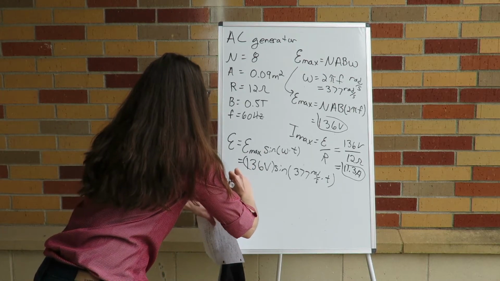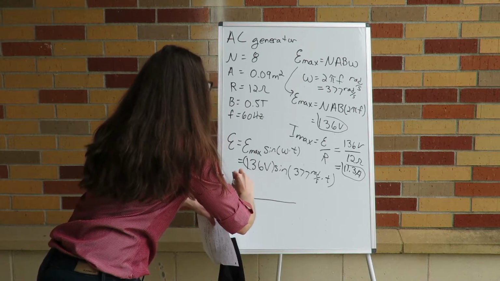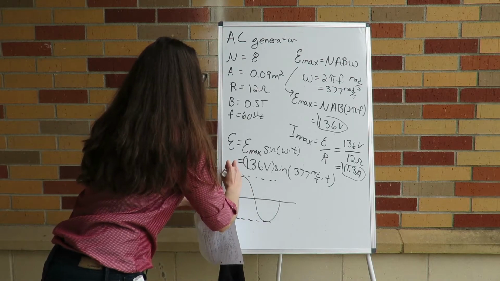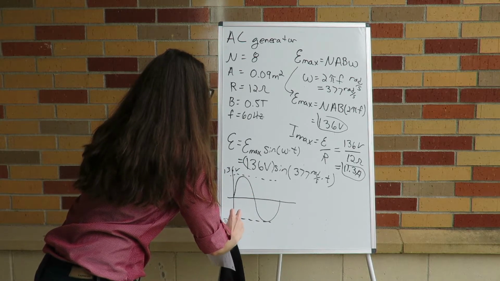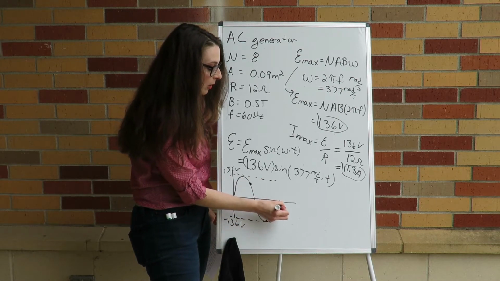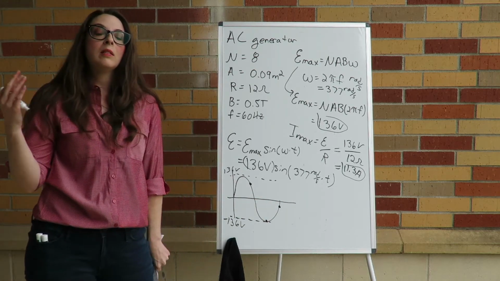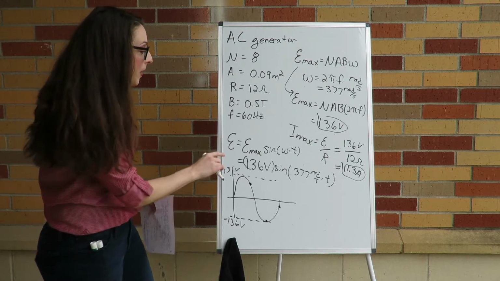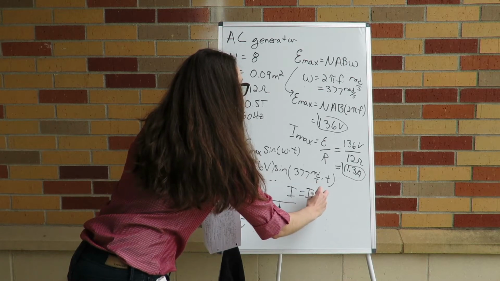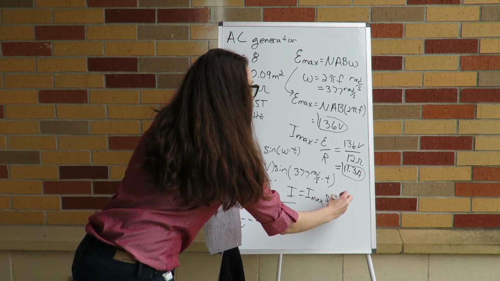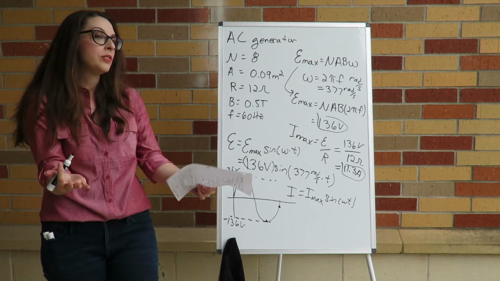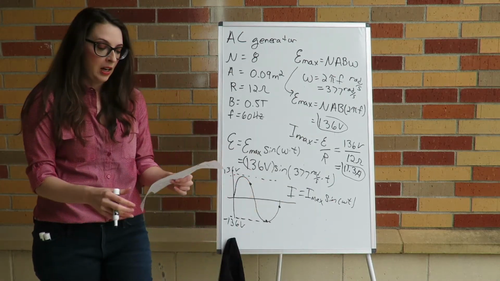It's going to look something like this curve right here. So the EMF is going to fluctuate between a maximum value of 136 volts and a minimum value of negative 136 volts, somewhere in here, depending on what time you're looking at along here. And the current also changes according to a sine function, so the current at any time would be equal to the maximum current times sine omega t as well. So that's one way you can figure out the current or the EMF at any time t.